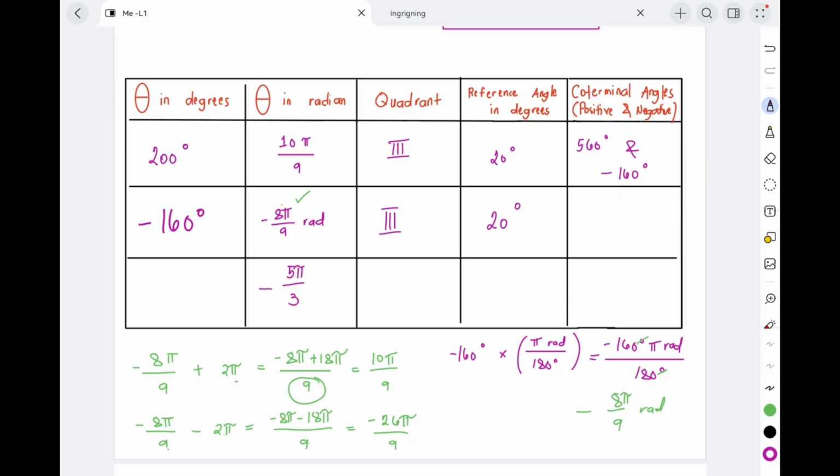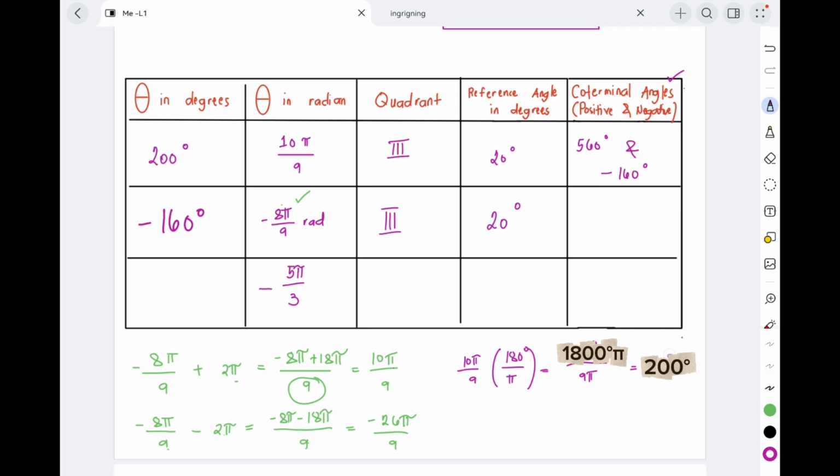You can also use degrees, but the dimension is missing here. It should actually be in degrees, I forgot to write it. So let's try to convert 10 pi over 9. 10 pi over 9 times 180 degrees over pi. So 10 times 180 is 1,800 degrees pi all over 9 pi. So 1,800 divided by 9 pi gives 20 degrees.